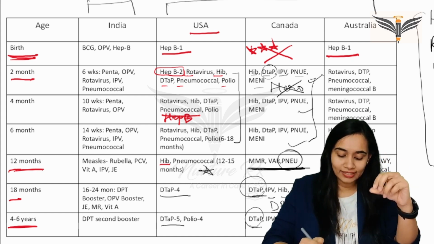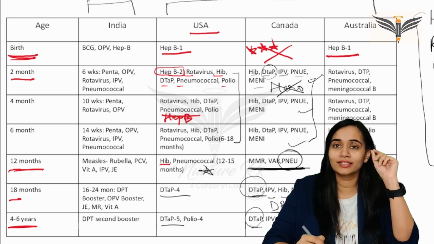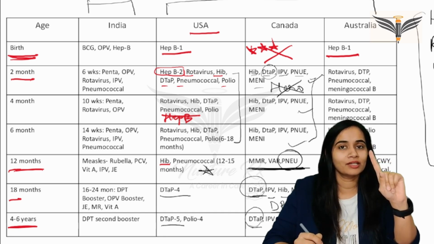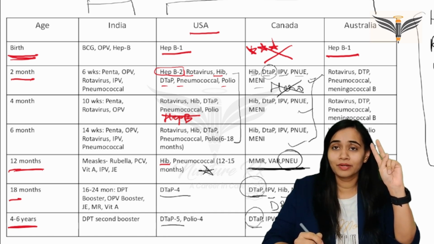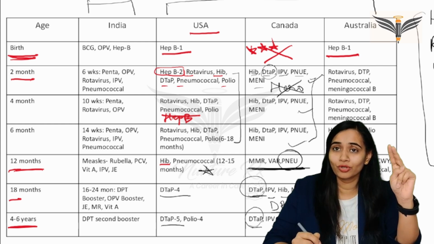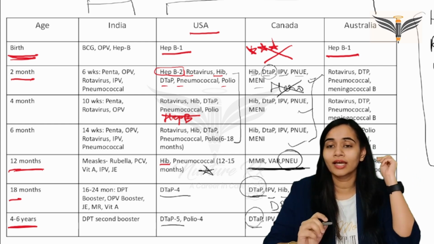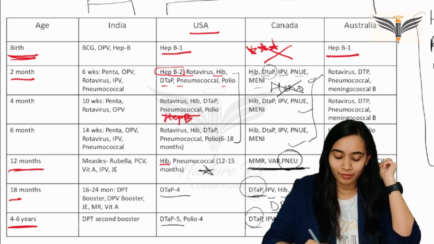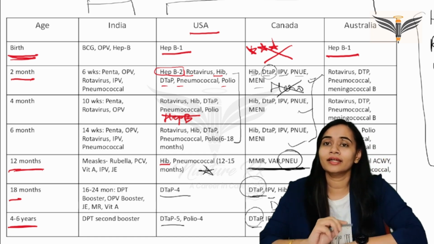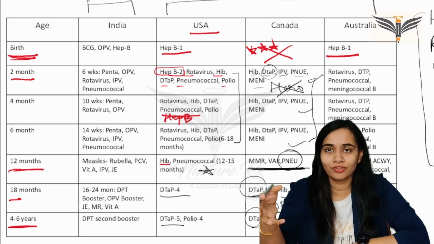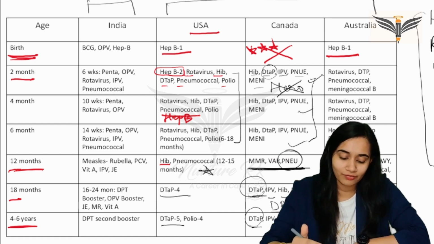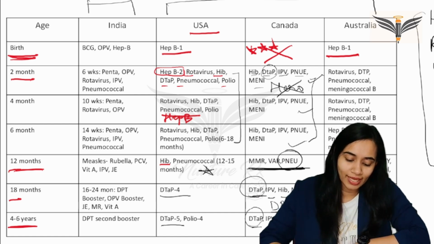And then at 18 months, what are we giving? It is DPHM. We are giving DTaP, we are giving polio, H influenza B, and we are giving MMR vaccine. This you have to remember. And at 4 to 6, again DTP and IPV we are giving, both the polio vaccine we are giving. Okay, so this is about Canada.